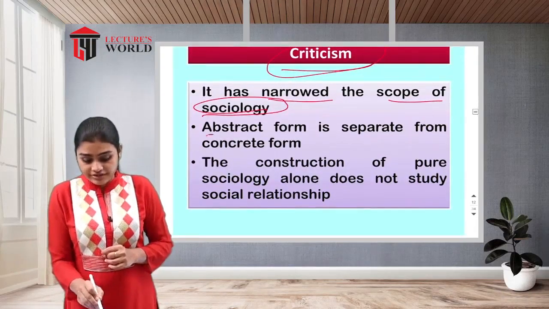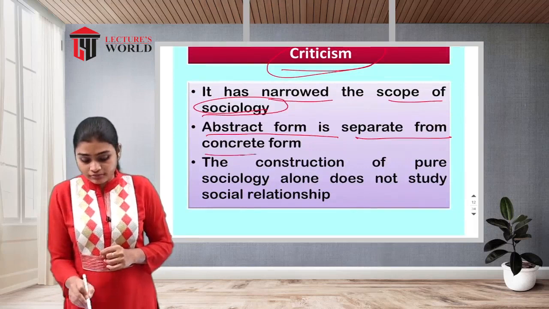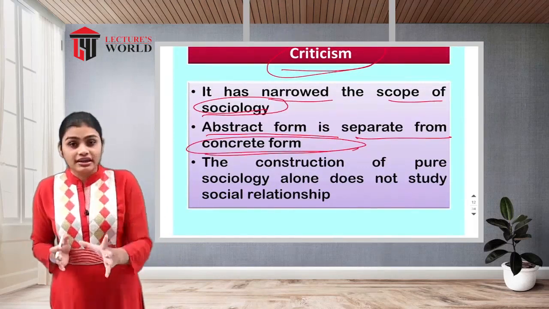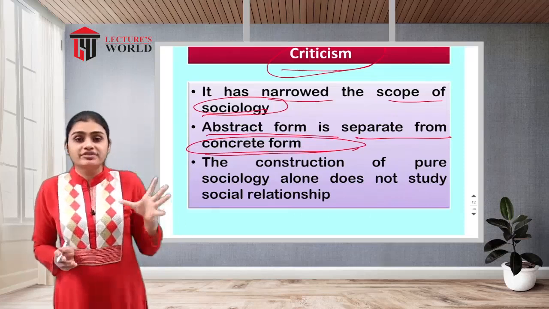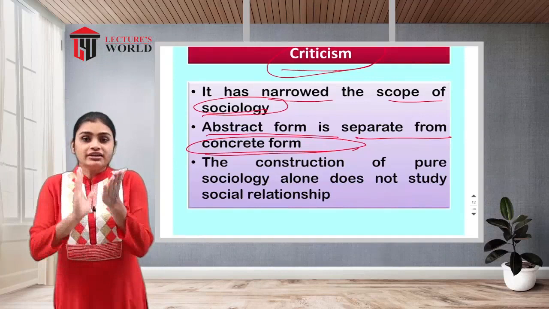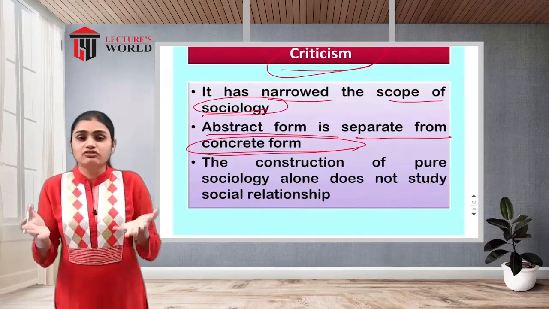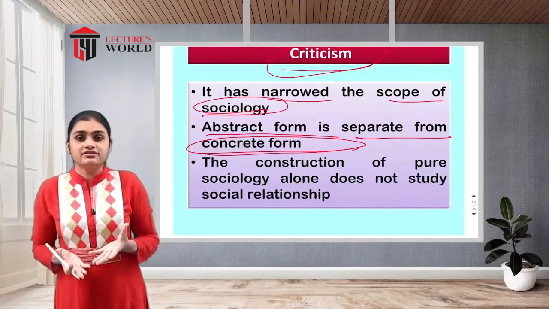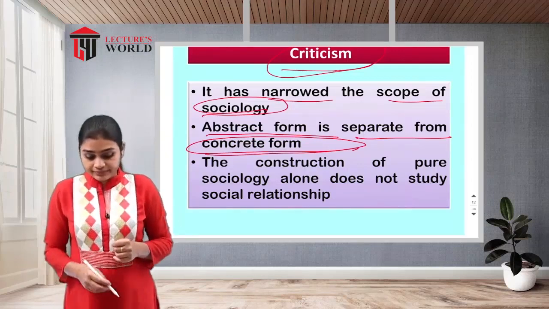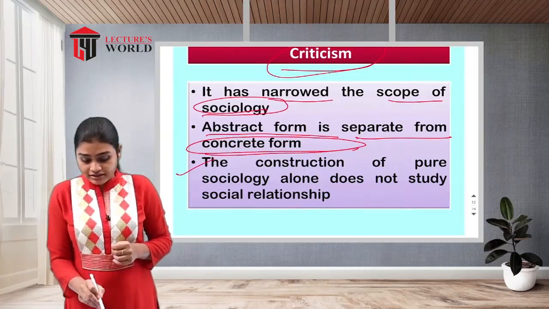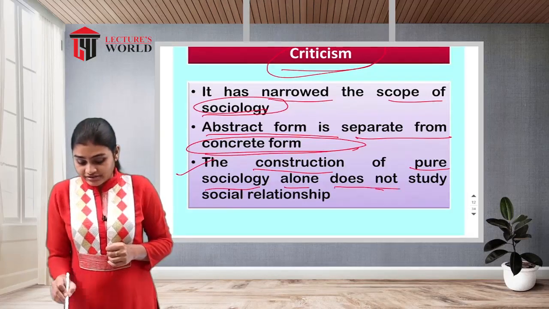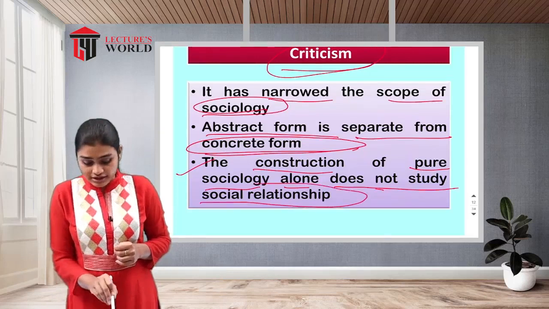Then, abstract form is separate from concrete form. That means what they are thinking, what is in that thought process, that is the abstract thing, which is totally different from the actual one, what actually is present in that situation. So the concrete is different from the abstract. The next is that the construction of pure sociology alone does not study social relationship.